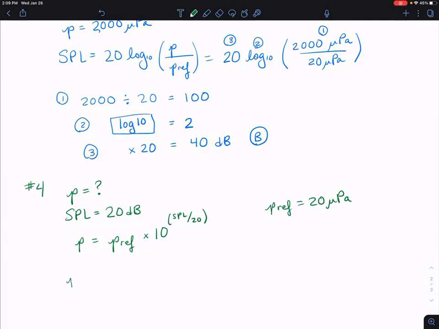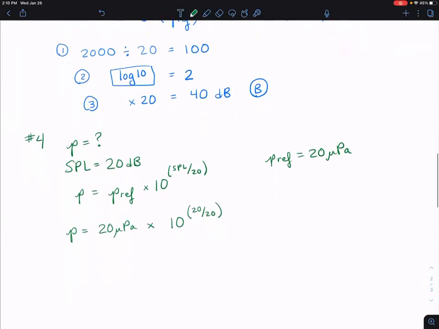Okay, so we're putting in the numbers: the sound pressure would be 20 micropascals times 10 raised to the 20 divided by 20. So 20 divided by 20 is 1. So in this case, that would be 20 micropascals times 10, which would just be 200 micropascals, which is B.